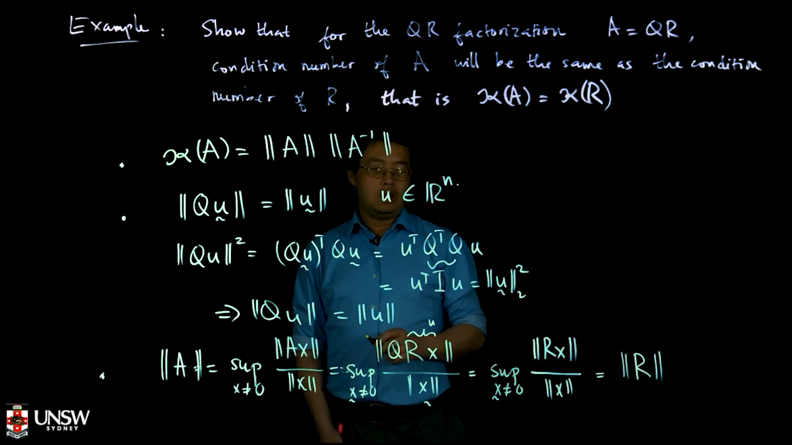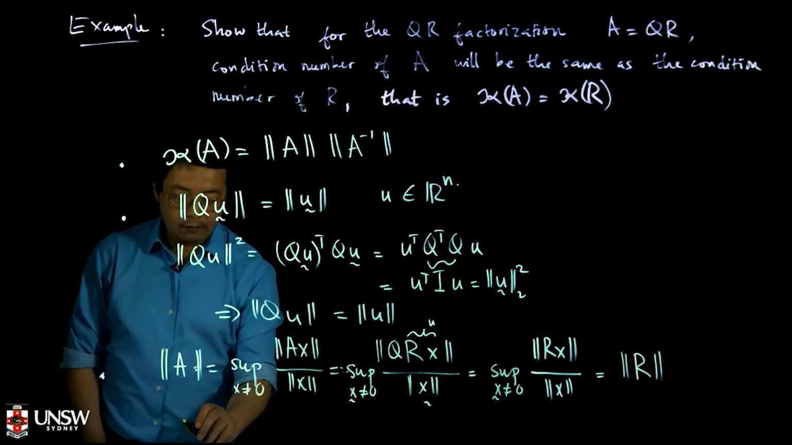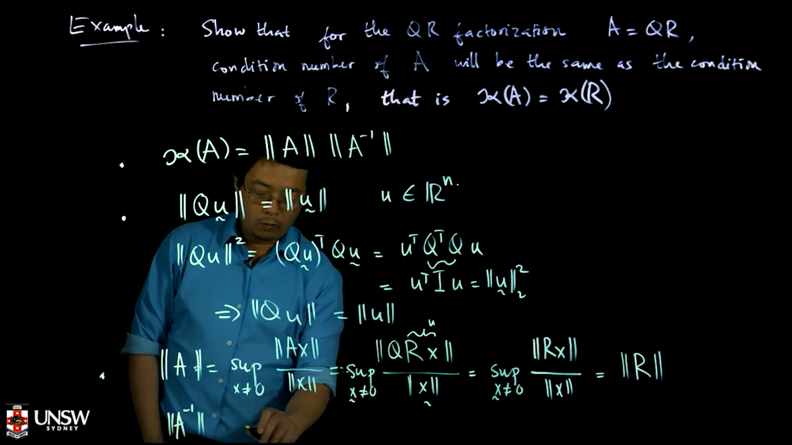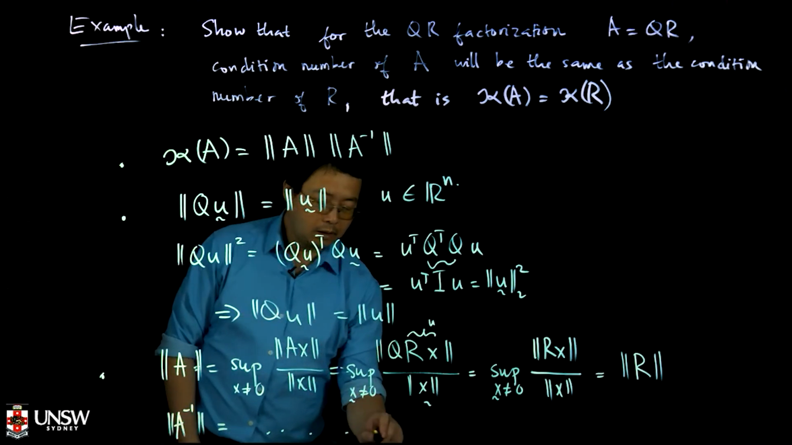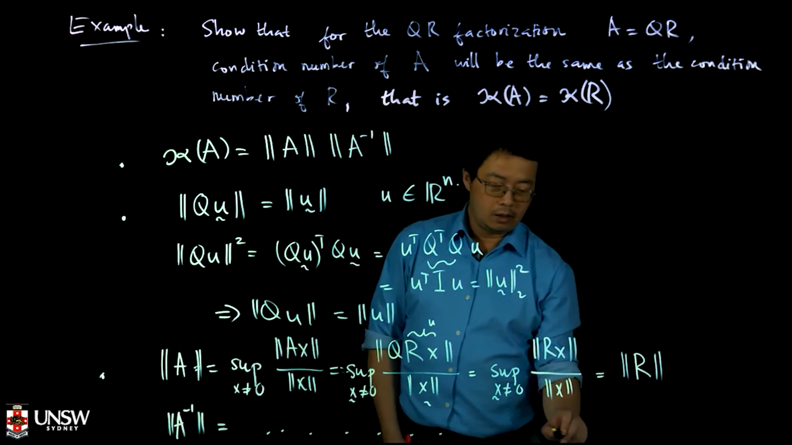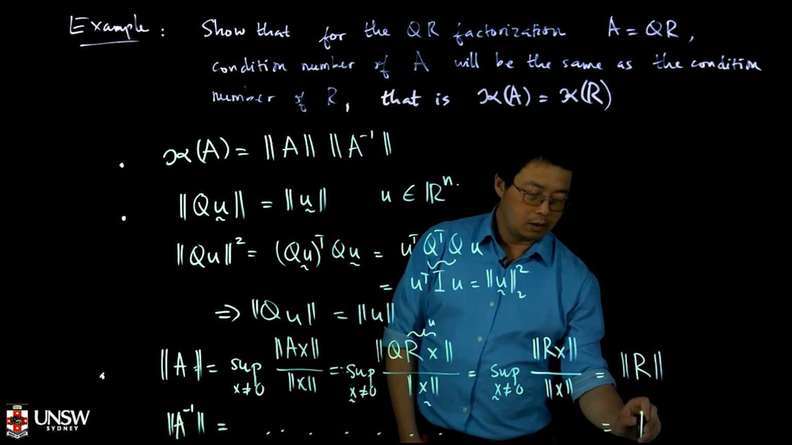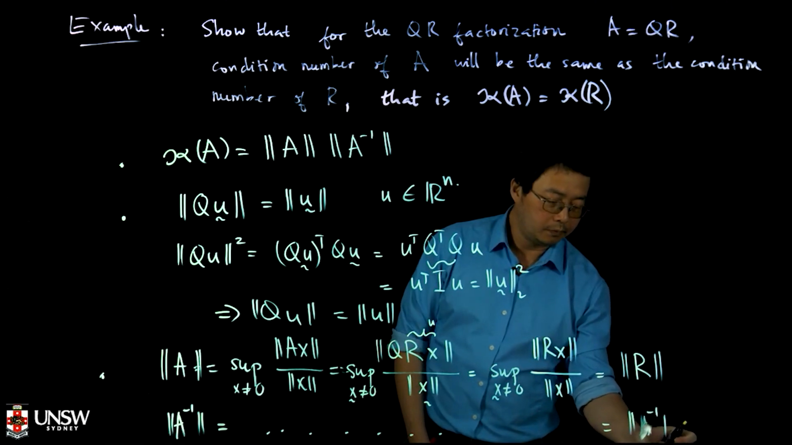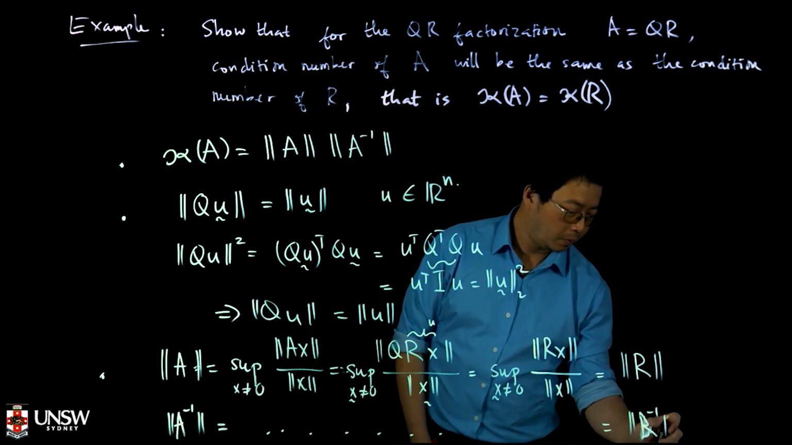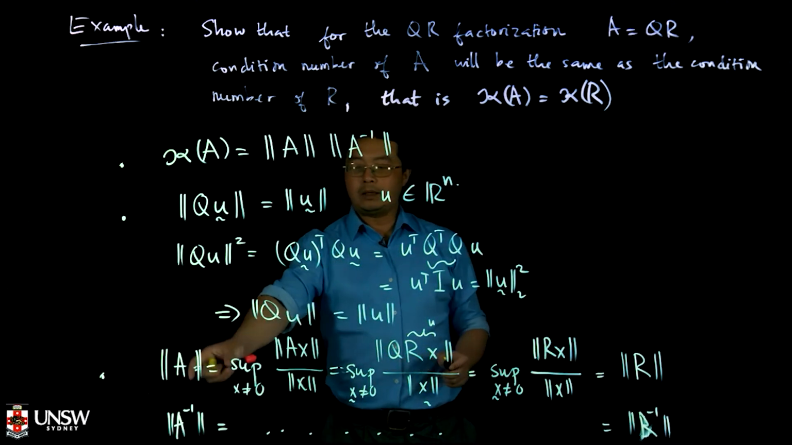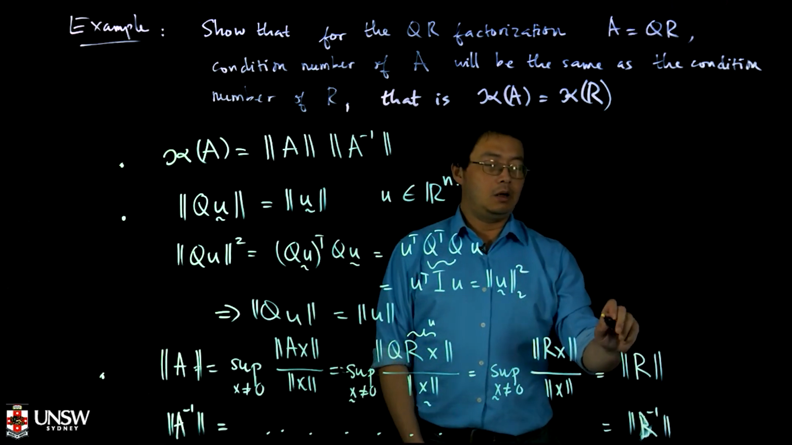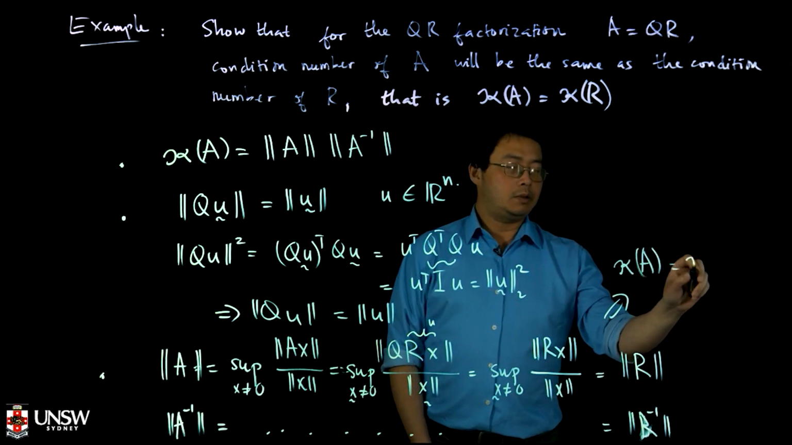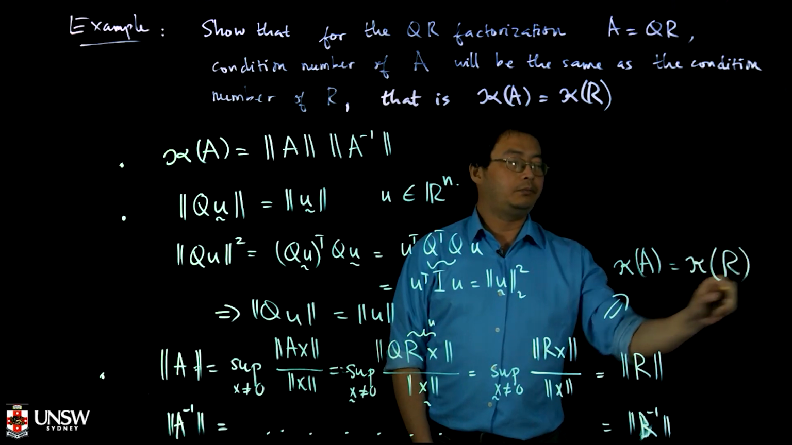Okay. And now you can do the same for A inverse. So the norm of A inverse will be the same; you just replace A by A inverse here. Then it will be the same as the norm of R inverse. And now if you multiply the left side and the right side, then you have the condition number of the matrix A is the same as the condition number of the matrix R. Okay.